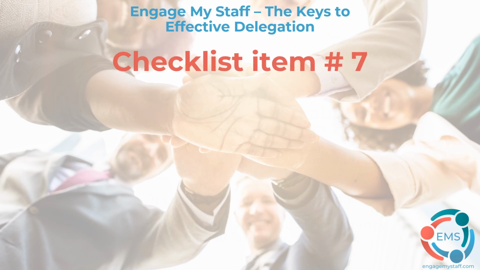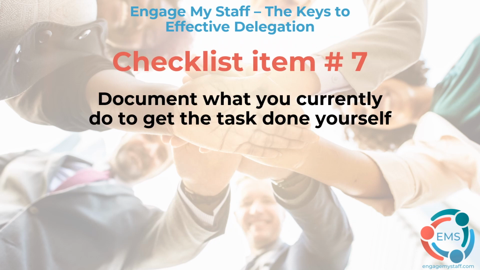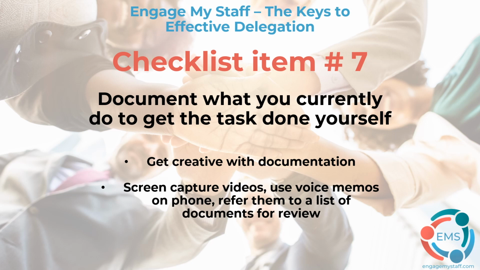Checklist item number 7. Document what you currently do to get the task done yourself. Yes, we get it. You don't have a lot of time to document stuff. That's why we've been doing it all yourself. But that's a short-term solution. Get creative with your documentation. You could screen record your process with a narration. Doesn't need to be Hollywood quality. Just enough that your delegatee can run through it and get the main concepts. You could talk it through on your voice memos, or you could make a list of all the documents and processes available for them to source and review.